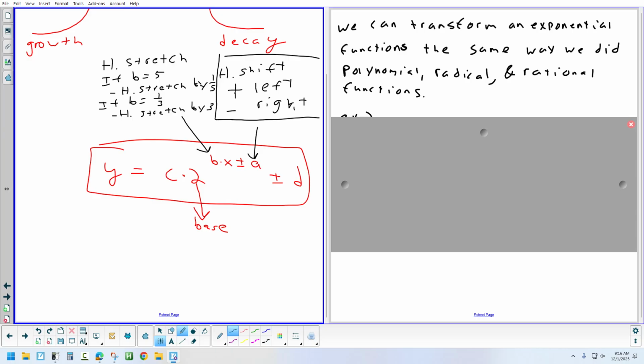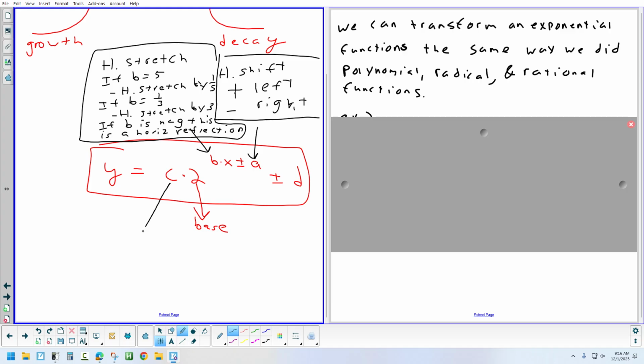And one other thing B can do is if it's a negative. Anybody remember what multiplying by a negative number does to the graph? Yep. It flips it. This would be a horizontal reflection or flip. So if B is negative, this is a horizontal reflection. So there's a little bit more to describe with B.